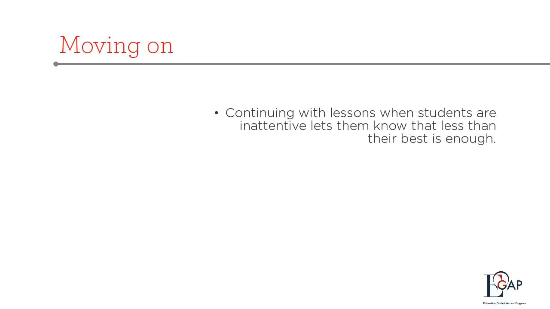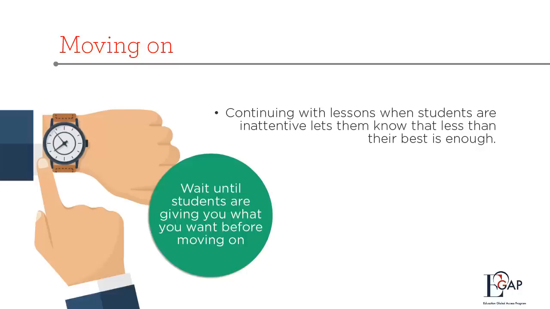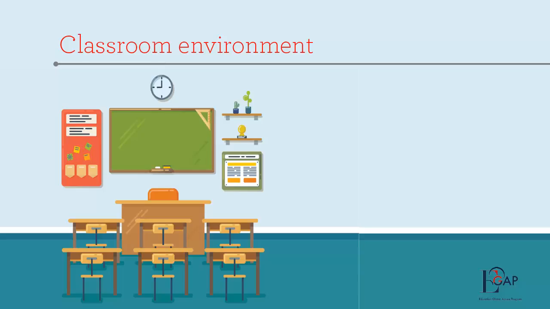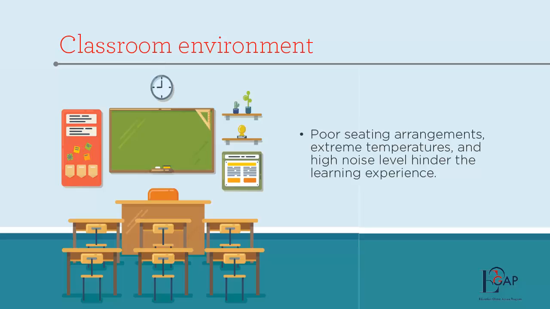Continuing with lessons or instructions when students are inattentive or worse lets them know that less than their best is good enough. Wait until your students are giving you exactly what you want before moving on. Poor seating arrangements, extreme temperatures, or a high noise level are all distracting elements in a classroom that ultimately hinder the learning experience. The atmosphere in classrooms like these will result in behavior issues.